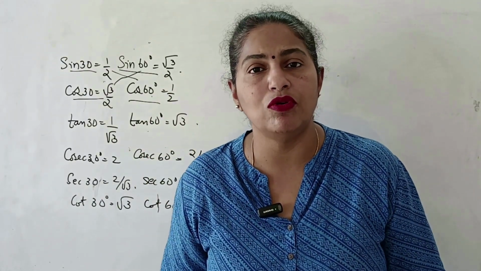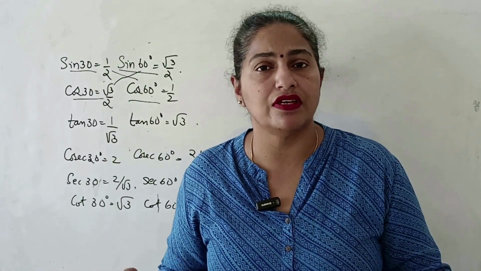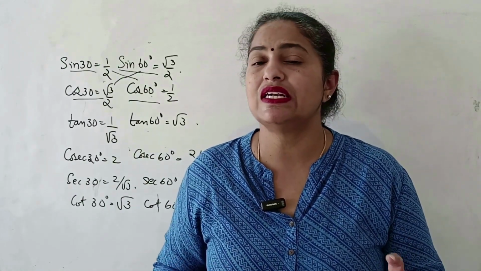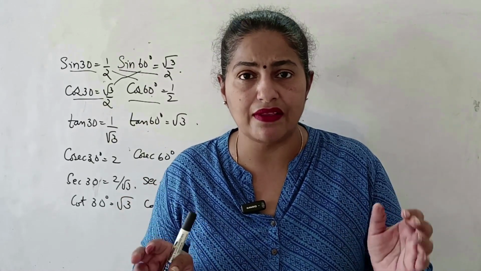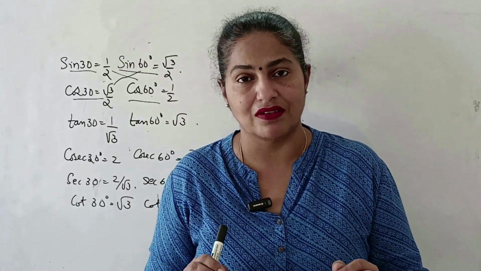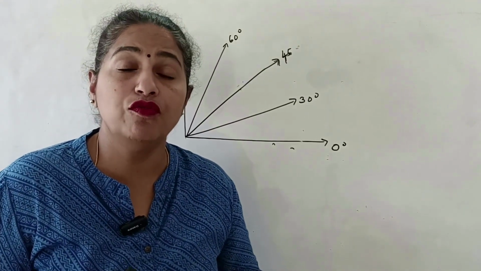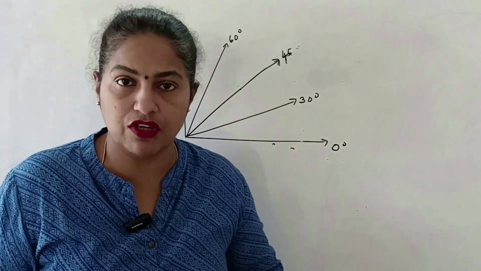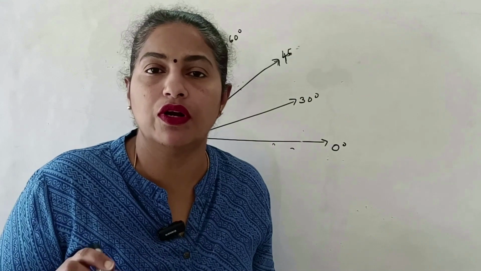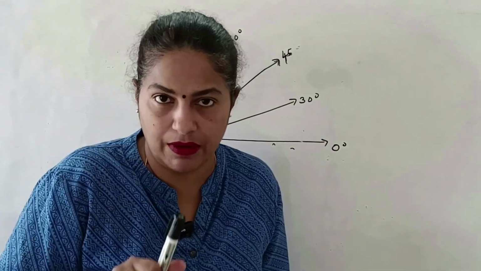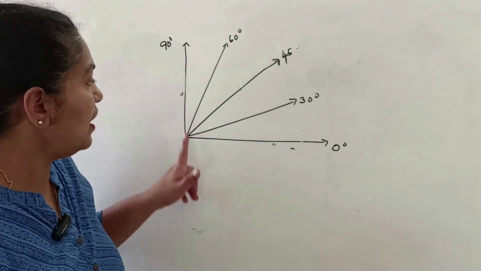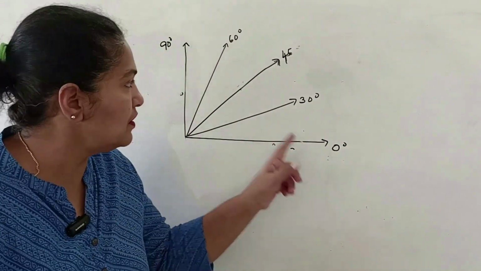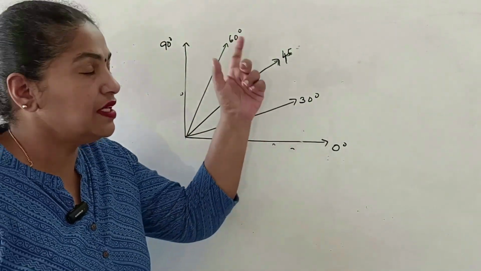Now let us tabulate the entire values of 0, 90, 45, 30 and 60, and these are the values that you should memorize and apply to your sums. Let us see how we can remember the values of these trigonometric ratios. So we will be talking only about sine and cos, because the remaining trigonometric ratios you can figure out from sine and cos.